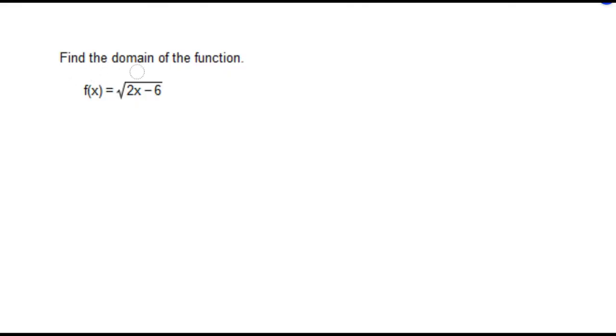This question says, find the domain of the function f of x equals square root of 2x minus 6. Because this function has a variable underneath a radical symbol, we're going to call this a radical or root function. And with radical and root functions, you do have restrictions whenever your root is an even root.